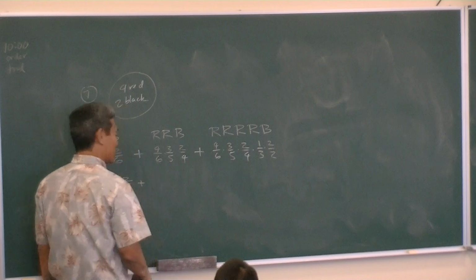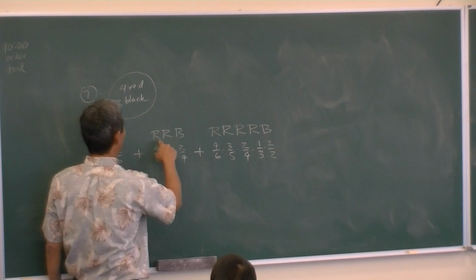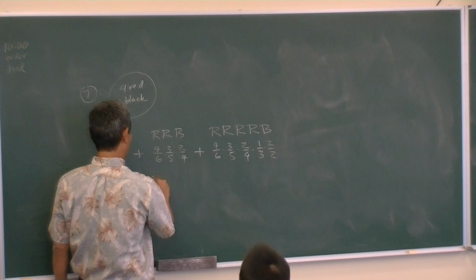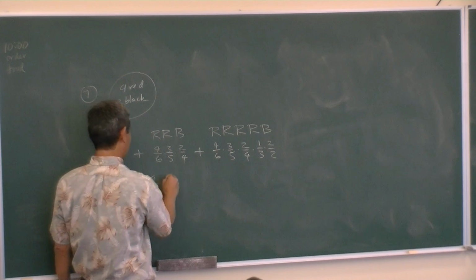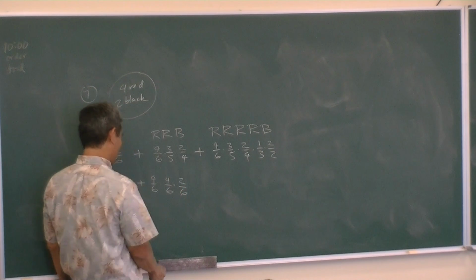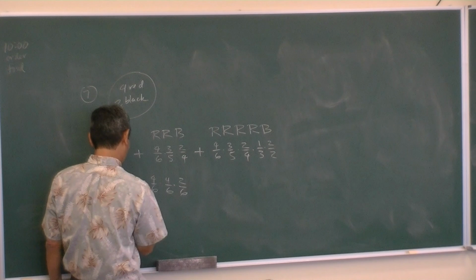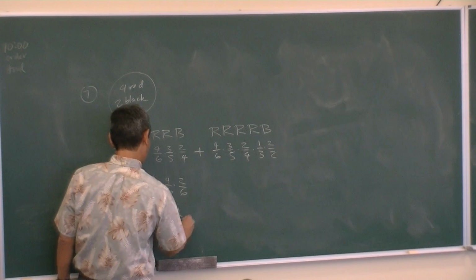Let's just leave it 2 out of 6. Okay, what about this one? What's the probability of pulling out a red on the first draw? 4 out of 6. Put it back in, red again. 4 out of 6, and then now the black. 2 out of 6. Maybe we should have reduced it. Let's reduce it for fun. 2/3 times 2/3 times 1/3.